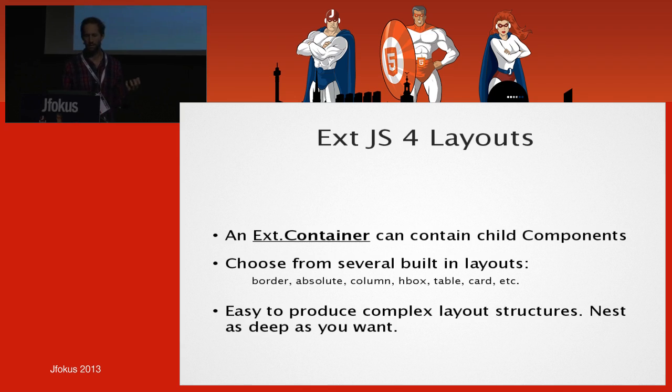So component is one very key class of the framework. The other one is container. And the container contract is basically that you can contain other components or even containers. So once you are a container or you subclass container, you can choose from any of these built-in layouts like border layout, absolute. You can divide into columns or HBox, table, cells, rows, card, etc. And you can, of course, build your own layouts as well. You can produce very complex layout structures. You can nest however deeply you want.